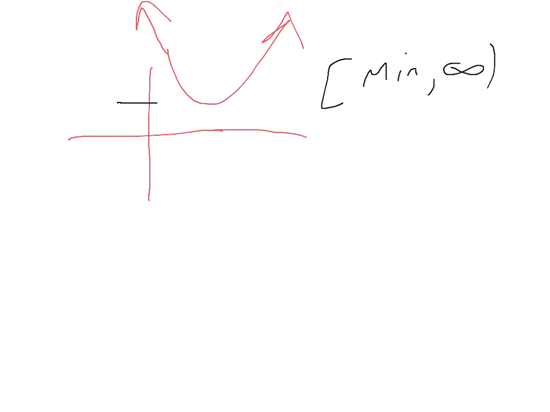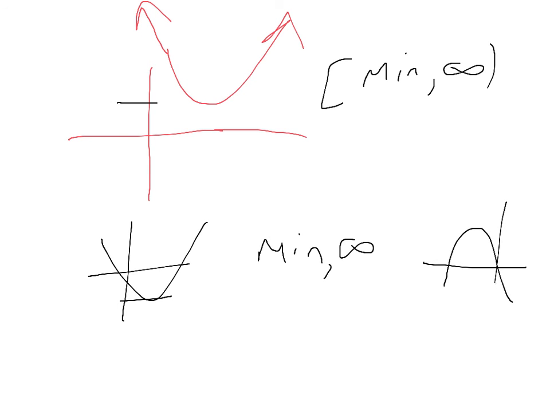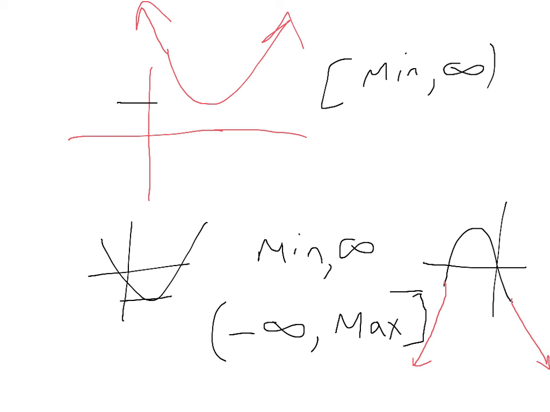If, on the other hand, it looked something like this, I still have a boundary of minimum to infinity, but in this case, my minimum is going to be negative. If, on the other hand, I had something like this, then my boundary is actually negative infinity to whatever my maximum is, because I can't go past my maximum. And you'll notice that this continues in every direction along my x value. So my domain is going to be all real numbers.